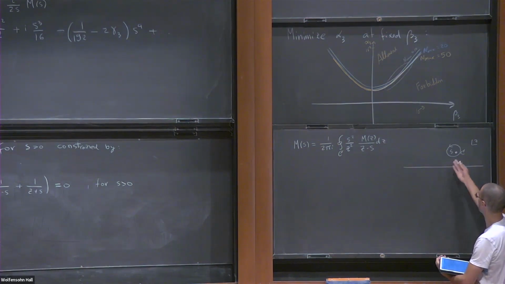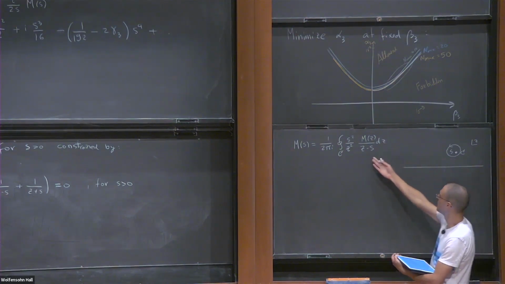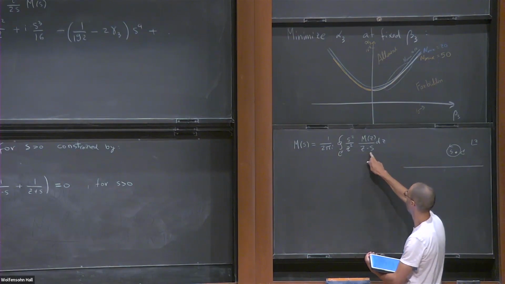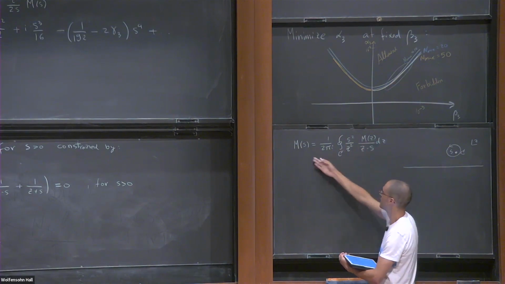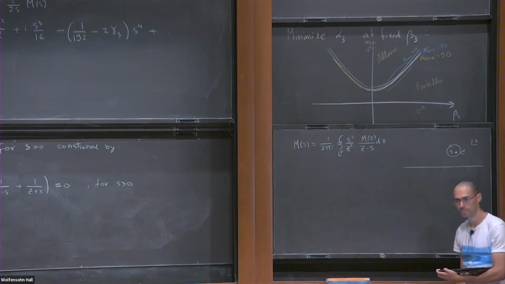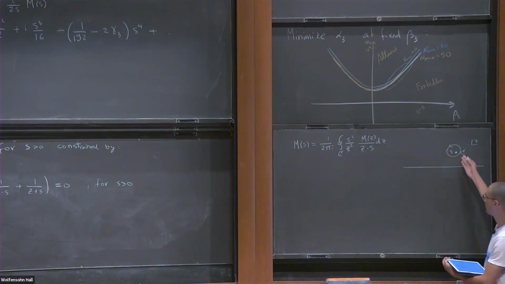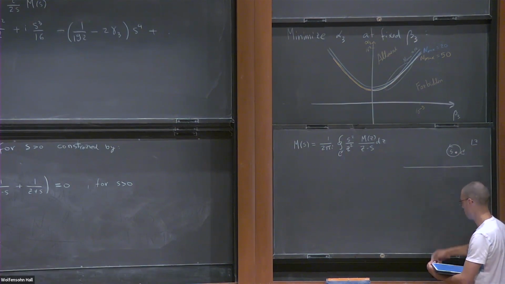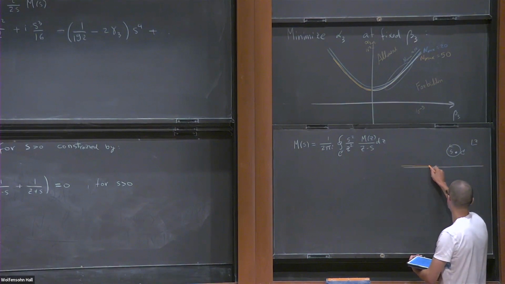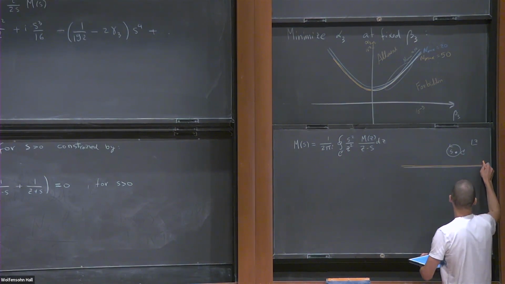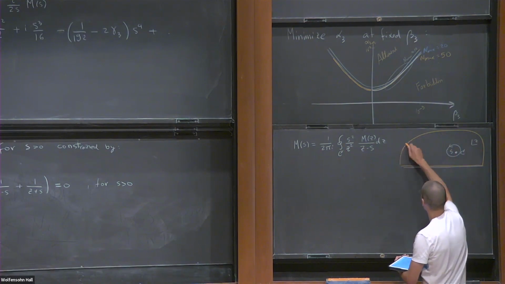So if I do this contour here, then I just have a pole at s. So by Cauchy's theorem, I take the residue, I get M of s. So it's a trivial identity. But now, of course, what I want to do is blow up this contour. So I want this contour to go all the way to the real axis plus a big arc at infinity.